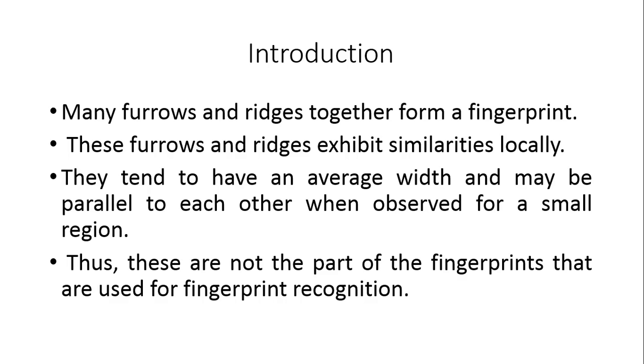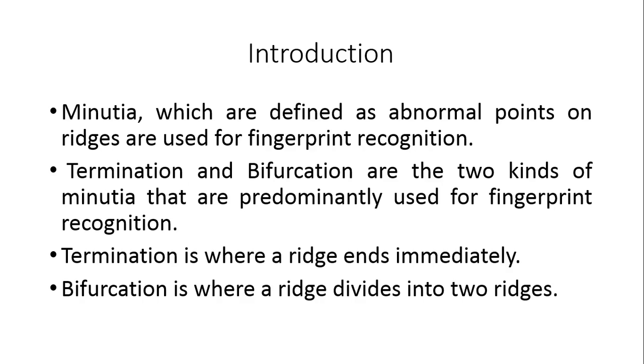Many furrows and ridges together form a fingerprint. These furrows and ridges exhibit similarities locally. Thus, these cannot be used for fingerprint recognition. Minutiae, which are defined as abnormal points on ridges, are used for fingerprint recognition. Termination and bifurcation are the two kinds of minutiae that are predominantly used for fingerprint recognition.